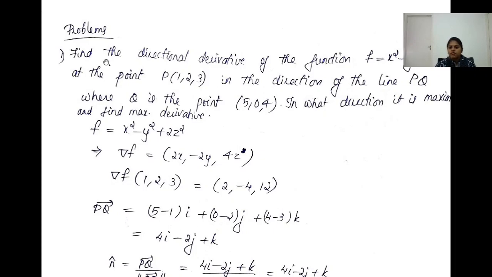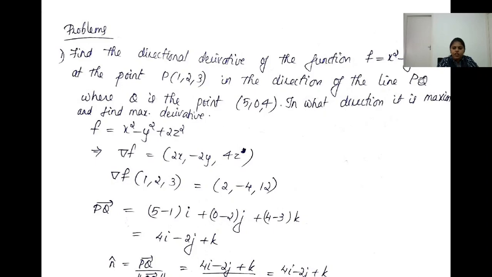So we have to calculate the directional derivative. Now the given function is f. You have to calculate the directional derivative at the point (1, 2, 3) in the direction PQ. And the second subdivision is that you have to find the maximum directional derivative. So by the definition, the directional derivative is given by del f dot u by mod u, where u is the given direction.